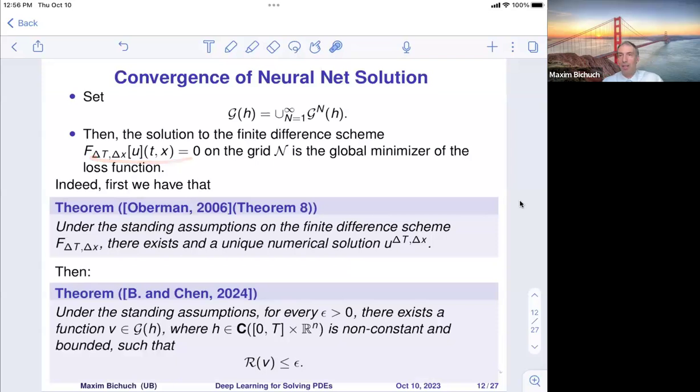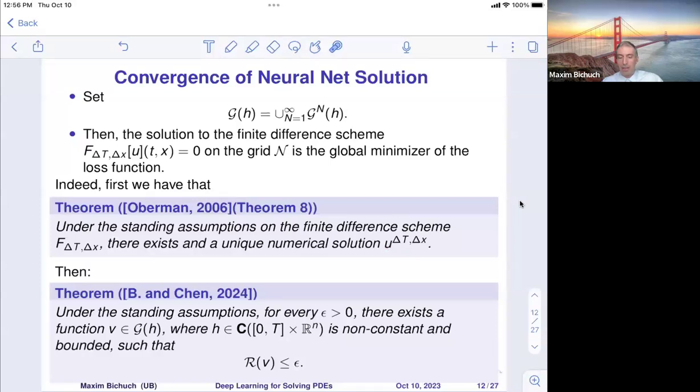Because, of course, the solution is just identically 0 if it exists. And so, of course, will be the global minimizer of the loss function that we've defined. And so the first result is, again, due to Obermann. So number one, we're basically not trying to prove an empty set theorem. And again, under our assumptions on the finite difference scheme, there exists a unique numerical finite difference solution, U delta T delta X. So that's good. It exists.